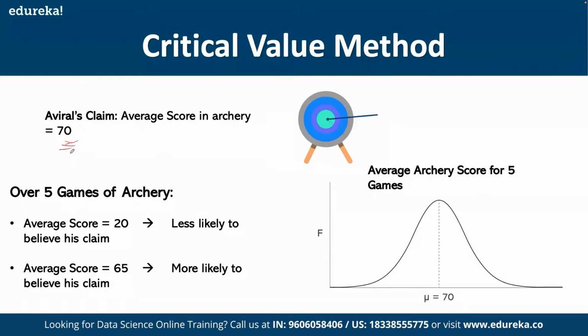With the claim being 70, if I'm saying that the average score is 65, then it is more likely to believe, because we have the information that the value is 70, and the 65 that we have got is closer to it. Hence, it is more likely to believe the claim. So in this example, the mean is 70. And let's suppose my value is 50.